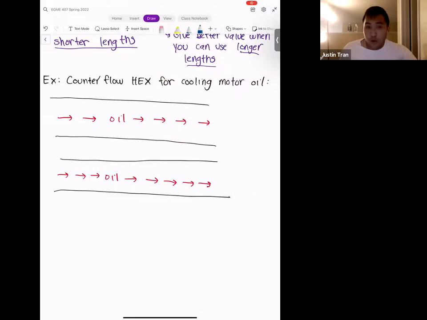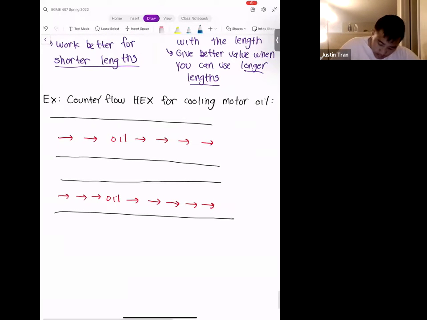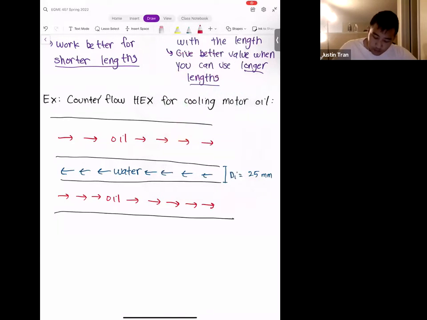And to cool the oil, we're going to run some water in the inner tube. So we're going to have a cooling water on the inside. And since we're in counterflow, that's going to run from right to left. The inner diameter here, we're going to say is 25 millimeters, and the outer diameter, the diameter of the annulus, we'll say is 45 millimeters.